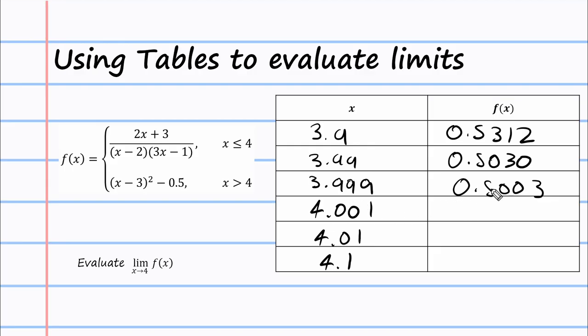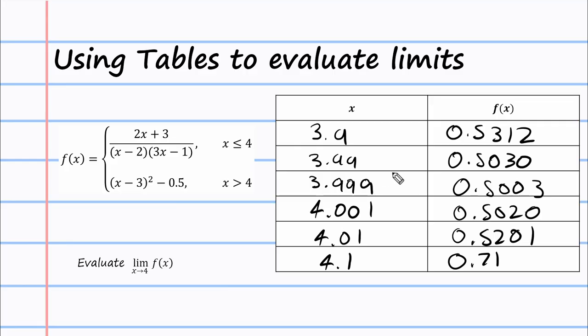For x equals 4.001, I got 0.5020. For 4.01, I got 0.5201. And for 4.1, I got 0.71. Okay, so looking at this table, what do you think f of x approaches as you get values of x closer and closer to 4?